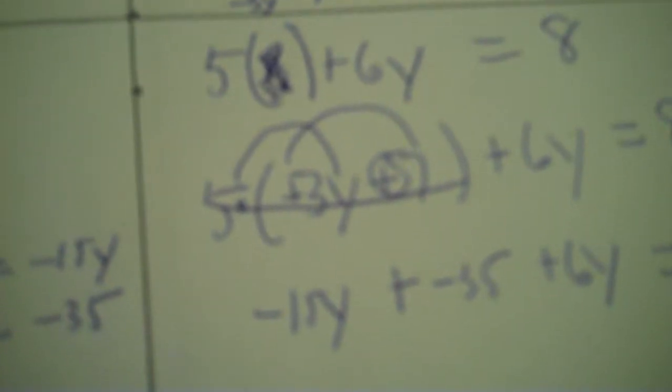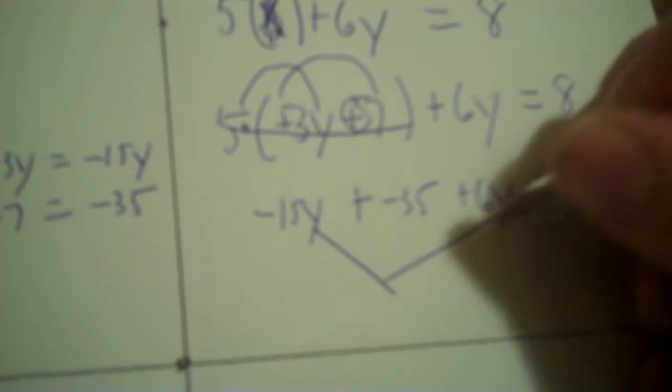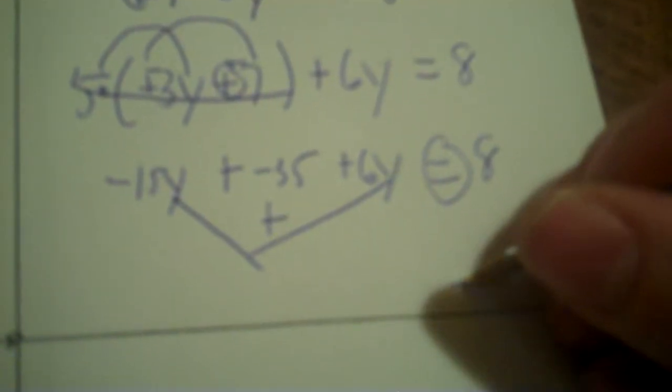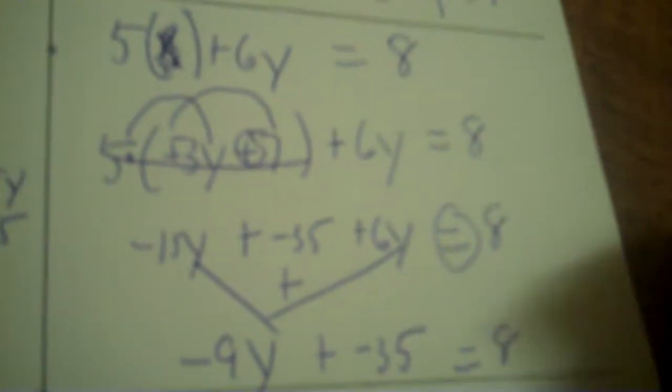Now you cross that out and you still have to add the 6y. And then you have 8 on the other side. Now you're solving for y. Okay, you're solving for y. So the y's are on the same side, they are combined into 1, okay, by adding. So you take negative 15 plus 6, it's negative 9. You treat y's like you do x's, then you add the negative 35, and then you solve it, okay.